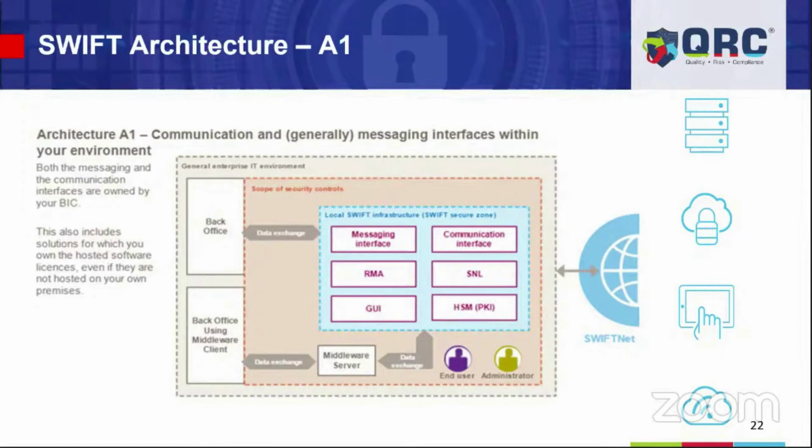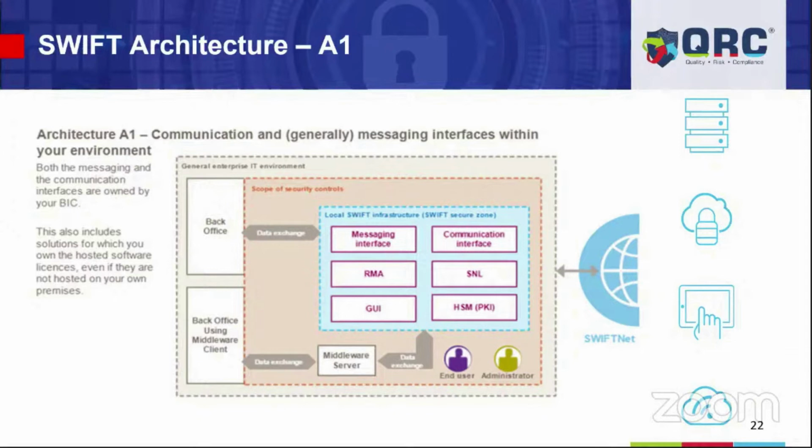But if you look at the secure zone, which we addressed so far, the Swift infrastructure or secure zone has a boundary around the messaging interface and communication interface. These are applications provided by Swift itself. Those applications you install in a specific way, and the end operators and administrators always connect with this secure zone infrastructure. There will be some middleware to exchange data from the back office systems to the Swift infrastructure. And the fourth element is the connectivity to the Swift network for authentication and authorization. So generally this is everything.